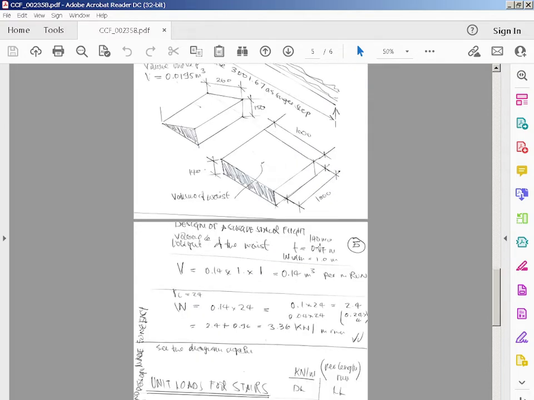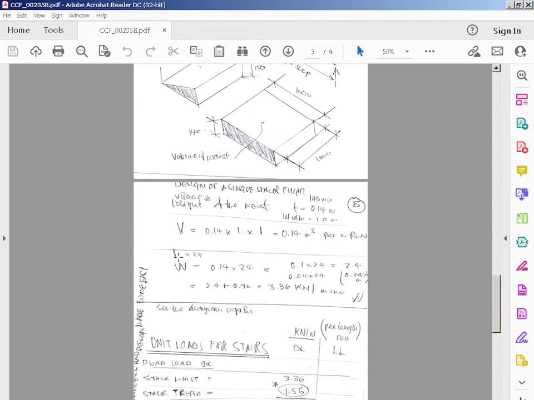The thickness of the waist is 140 millimeters. T equals 0.14 meter, the width is 1, so V equals 0.14 times 1 times 1, which is 0.14 meter cubed per meter run. The unit weight of concrete is 24 as above, so the weight of the waist is 0.14 times 24, that is equal to 3.36. If you want to double check it quickly without a calculator, you can just do 0.1 times 24 plus 0.04 times 24, and 0.01 times 24 is 0.24, so it's 0.24 times 4, which is 0.96. That gives you 3.36.